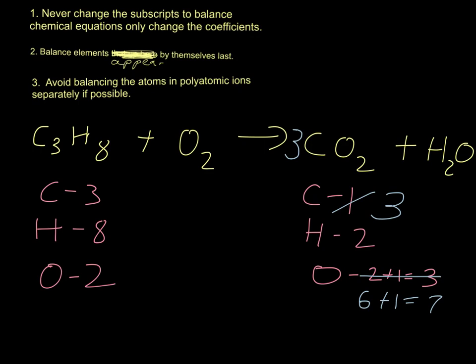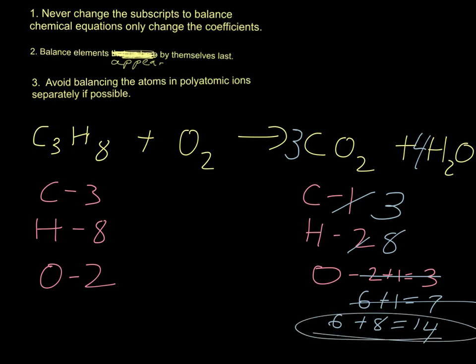How about my hydrogens? I have 8 hydrogens here, and I have 2 hydrogens here. What can I multiply 2 by to get 8? 4, yes? Everybody's shouting at me, 4, 4, 4. Sounds like a golf course in here. So we multiply 4 times 2 is 8. And we've got 3 times 2 is 6, plus 8 is 14. So we've got 14 oxygens now, and 8 hydrogens.